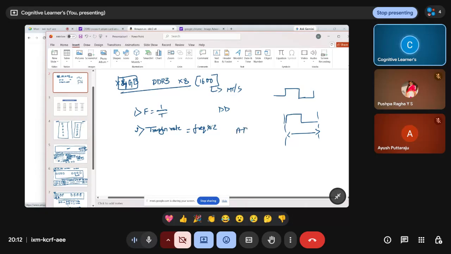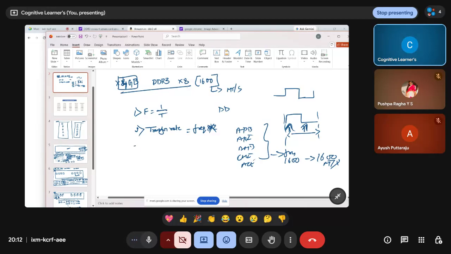In the APB, AXI and AHB protocols, if the frequency is 1600, the data transfer is also 1600 mega transfers per second. But in DDR we multiply by 2, because it works on both negedge and posedge. Due to that, the transfer rate or data rate is double the frequency. That is the reason. Don't get confused.